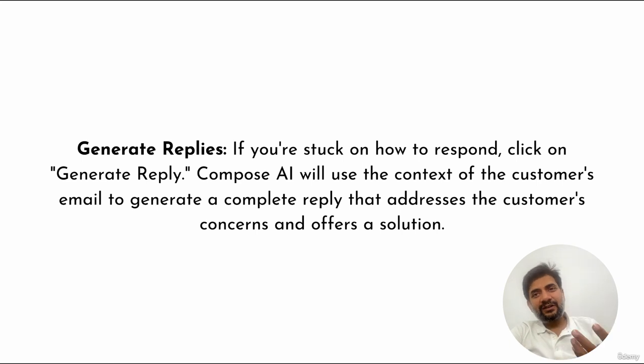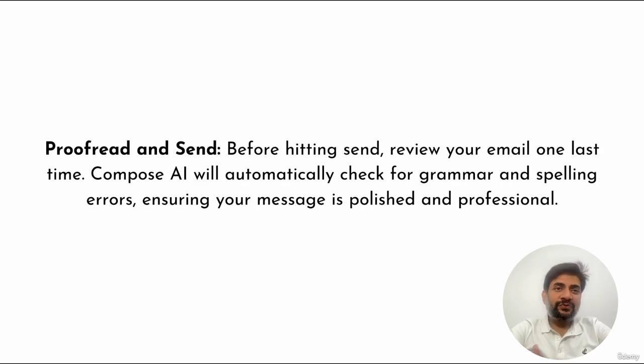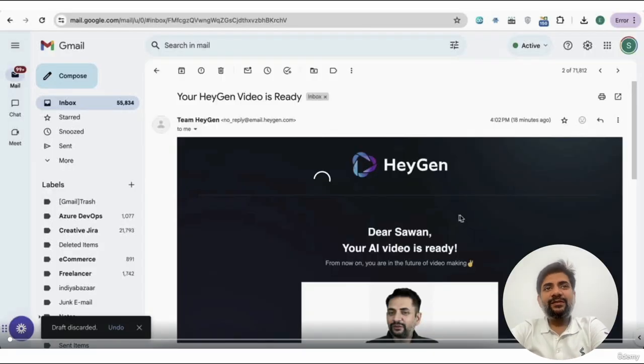If you're stuck on how to respond, click on Generate Reply. Compose AI will use the context of the customer's email to generate a complete reply that addresses the customer's suggestion and offers a solution. Proofread and send before hitting send. Review your email one last time. Compose AI will automatically check for grammar and spelling errors, ensuring your message is polished and professional. Let's have a look at this.